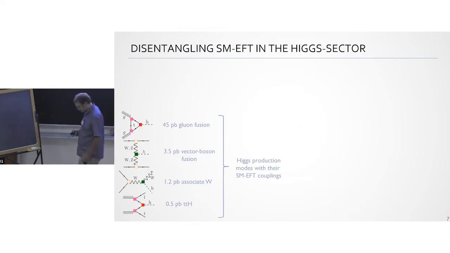Let's now look at the challenge. I start with a few examples from the Higgs sector. For those who are not in high energy physics, the Higgs boson can be produced by a variety of channels. There are 6 or 7 that we can discern. Here are 4 of them: gluon-gluon fusion, vector boson fusion, associated production with a boson, and with 2 top quarks. The numbers here are the production cross-sections, giving you an idea about the relative probability. So here is the strongest, the highest production channel.